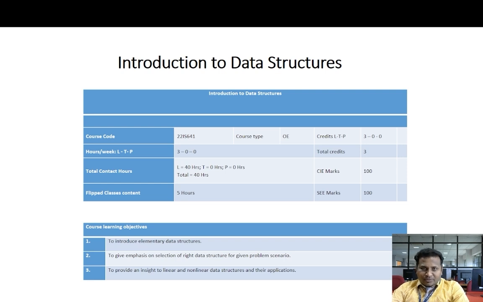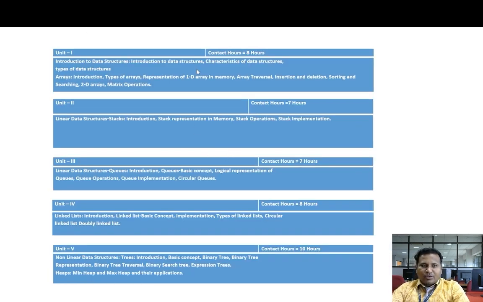There are different concepts in data structures. This subject is divided into 5 different units. Each unit comprises 8 hours. In the first unit, we introduce data structures, where you learn what we mean by data structures, the characteristics of data structures, and the types of data structures. And we learn the concept of arrays, which you have already learned in C programming. We discuss one dimensional and two dimensional arrays, traversal of arrays, sorting and searching, and matrix operations.